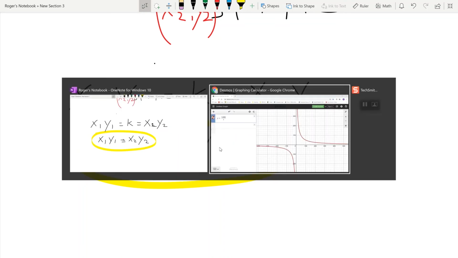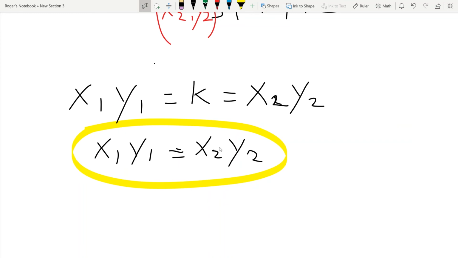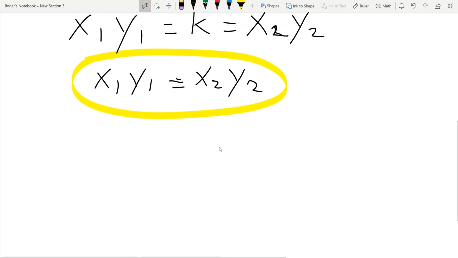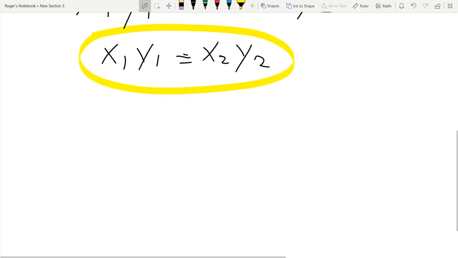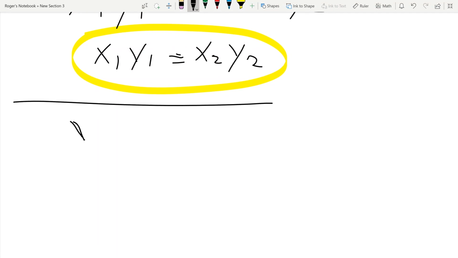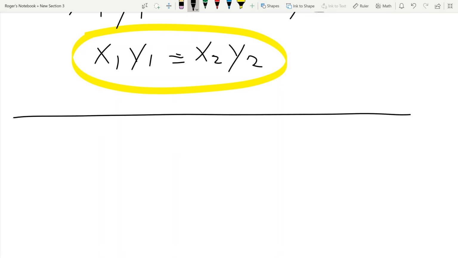Okay, let me show you now a little review to remind you about direct variation. You remember that y equals mx. Do you recall that? Let me do the following first. Let's review direct variation.